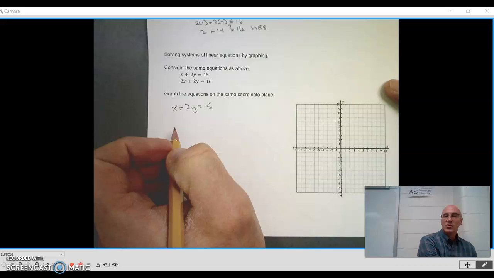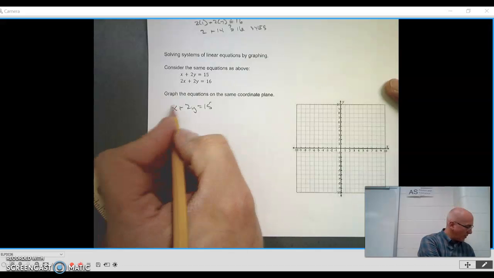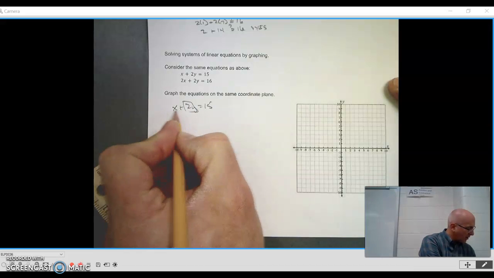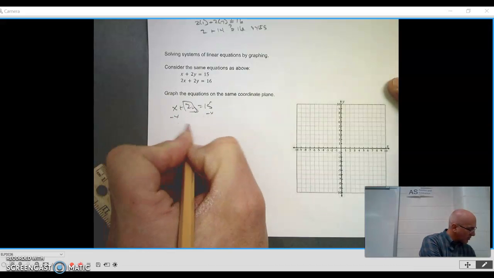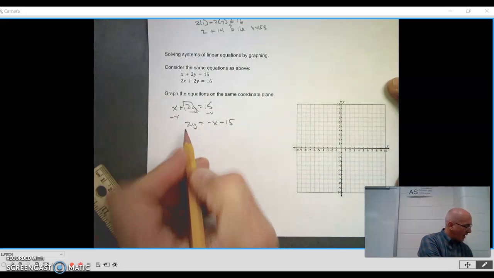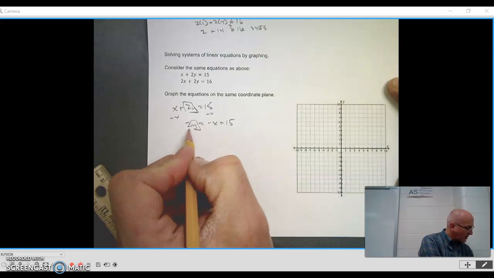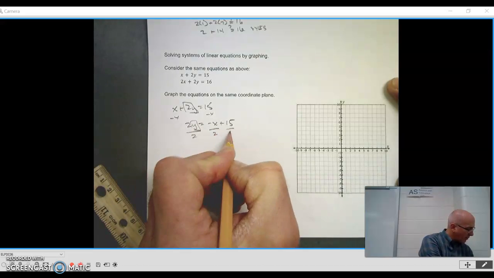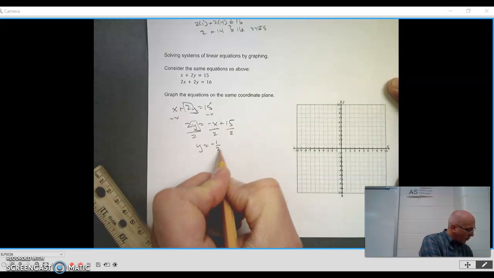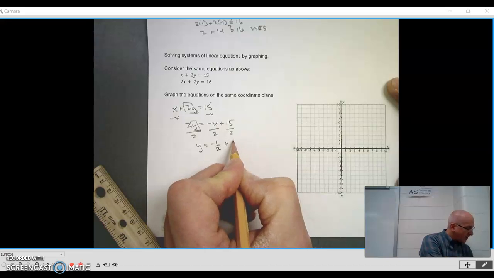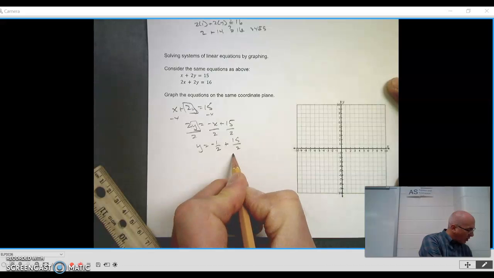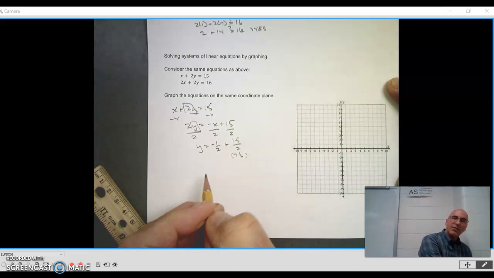Now we have to get this into slope-intercept form, so that means we need to isolate our y. I'm going to subtract x from both sides. And then I have to get the y by itself, so I'm dividing everything by 2. So I have y equals negative 1/2 x plus 15 halves. We know that 15 halves is the same as 7 1/2.